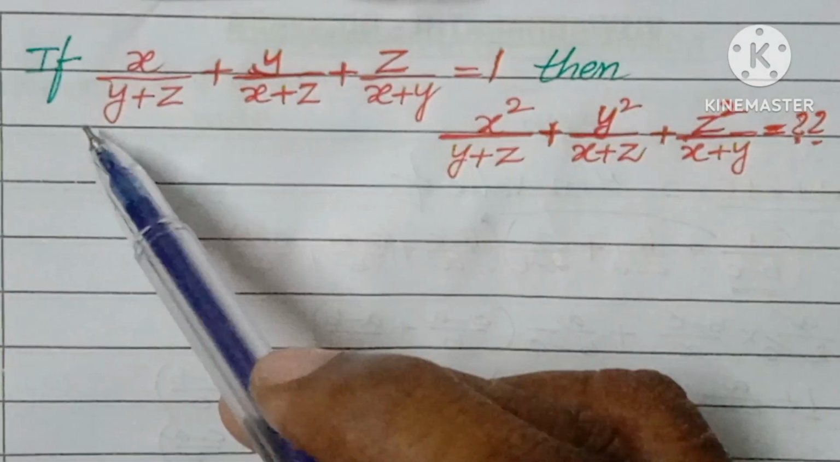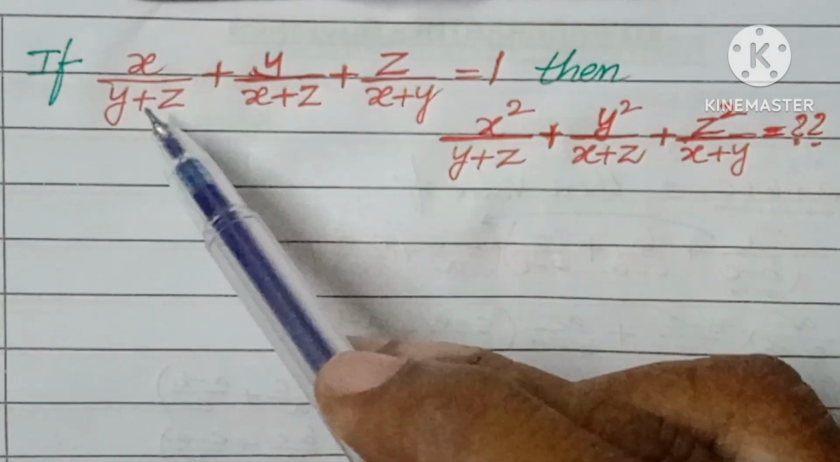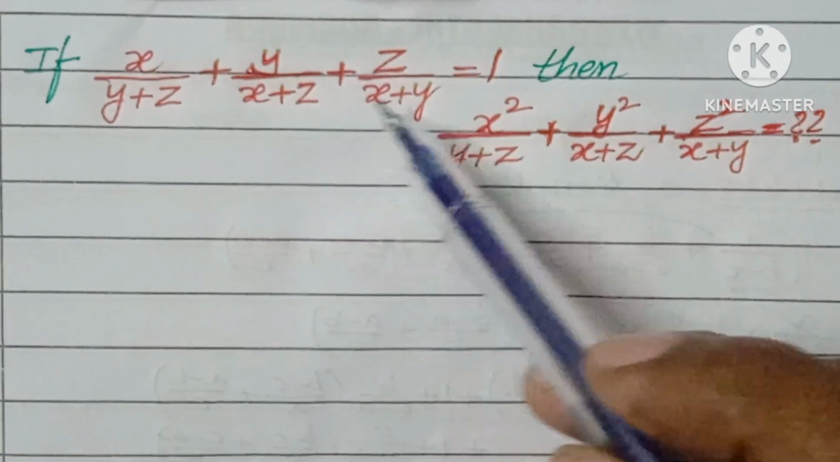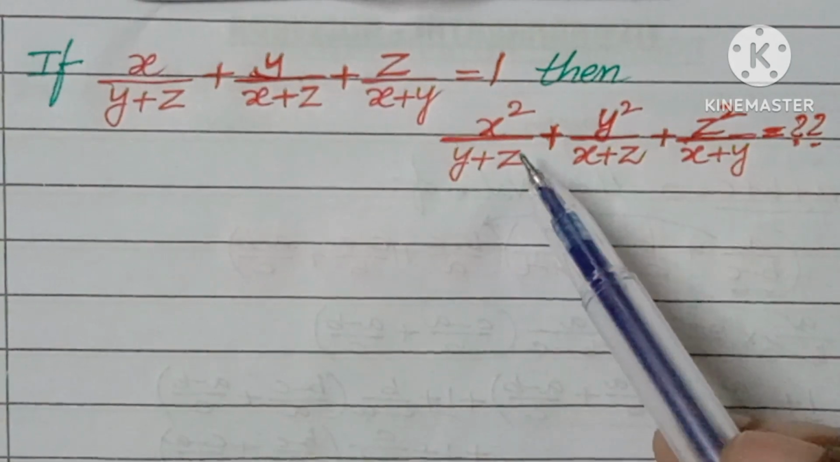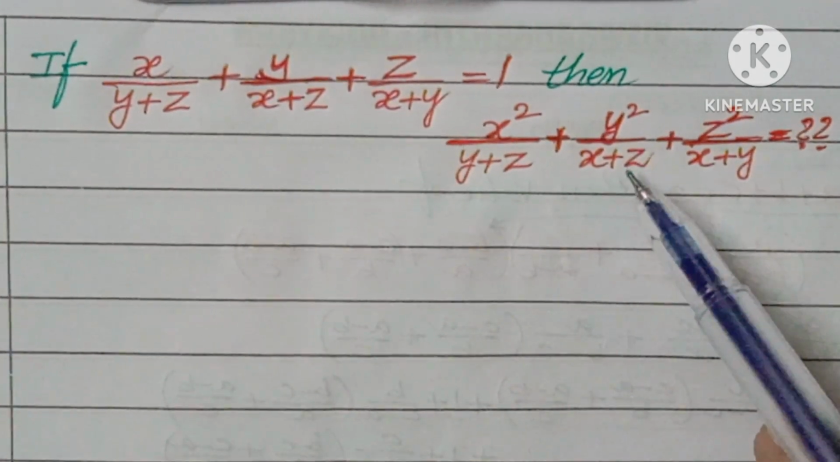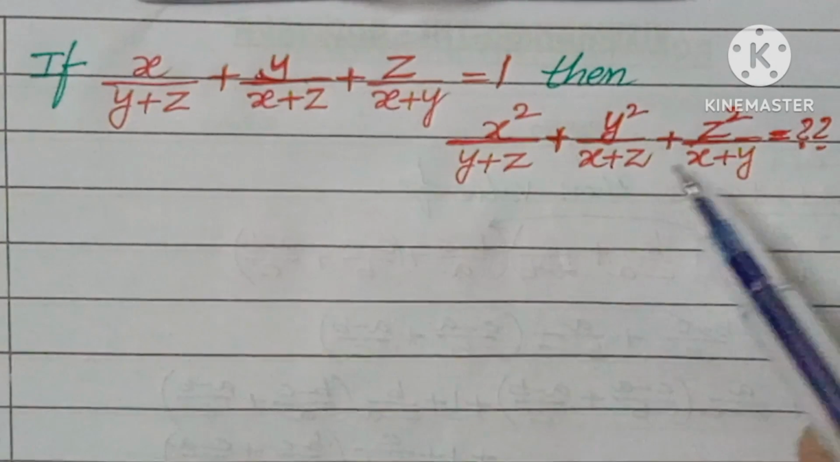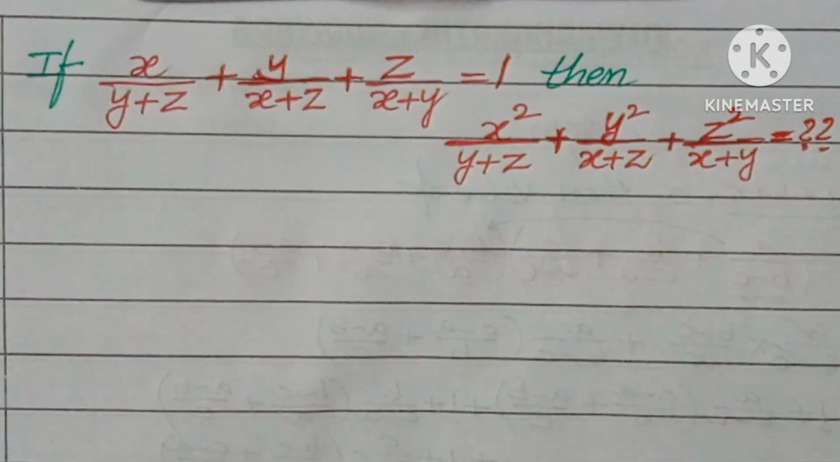Okay, the challenging question is: if x over y plus z, plus y over x plus z, plus z over x plus y is equal to 1, then find the value of x square over y plus z, plus y square over x plus z, plus z square over x plus y. It is equal to how much?